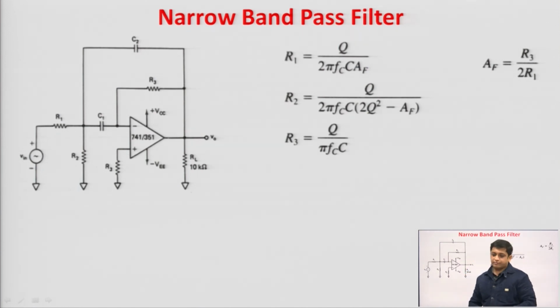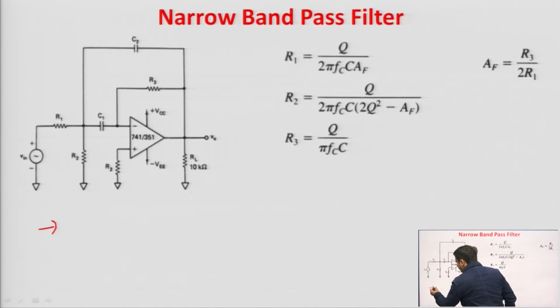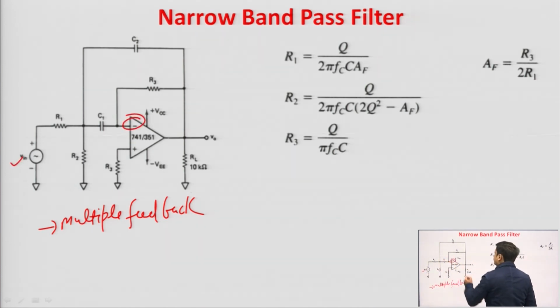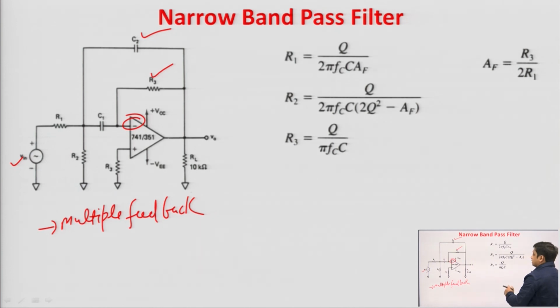So, coming to the next filter, that is the narrow band pass filter. In the narrow band pass filter, we use multiple feedback. And in this circuit we can see that we are using the inverting configuration, because the input signal has been applied at the inverting terminal and it is having multiple feedback through R3 and C2. For this narrow band pass filter, the design equations are R1 is equal to Q upon 2 pi Fc into C into AF. Q is the quality factor, Fc is the center frequency.